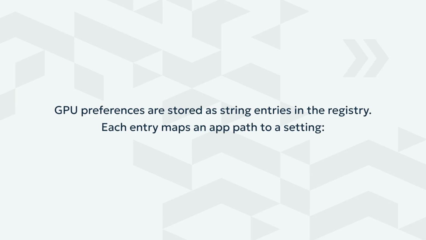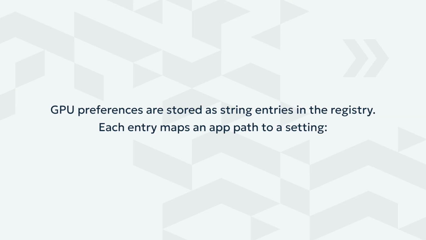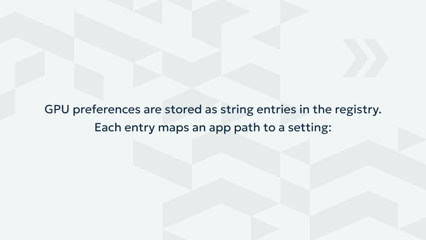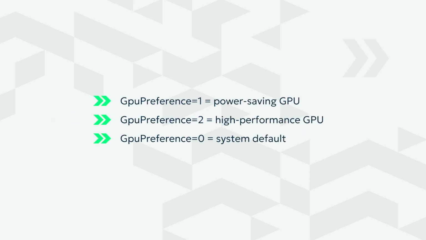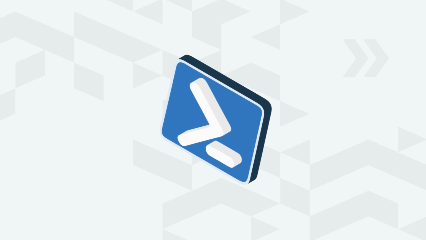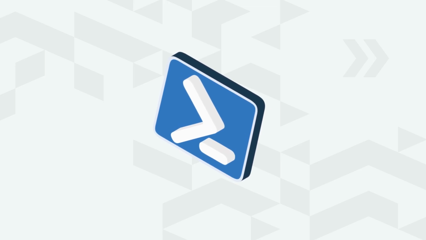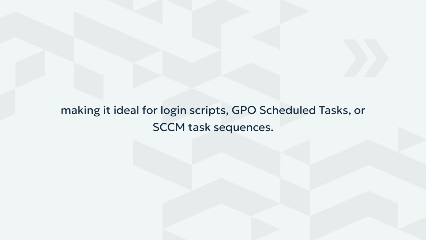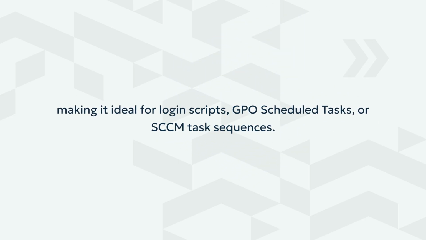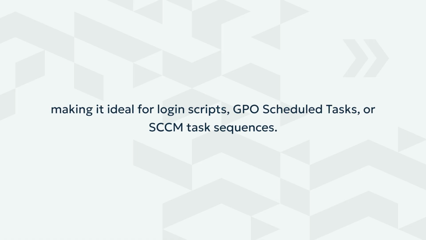GPU preferences are stored as string entries in the registry. Each entry maps an app path to a setting. Admins can automate this process using PowerShell or batch scripts with reg.exe, making it ideal for login scripts, GPO scheduled tasks, or SCCM task sequences.